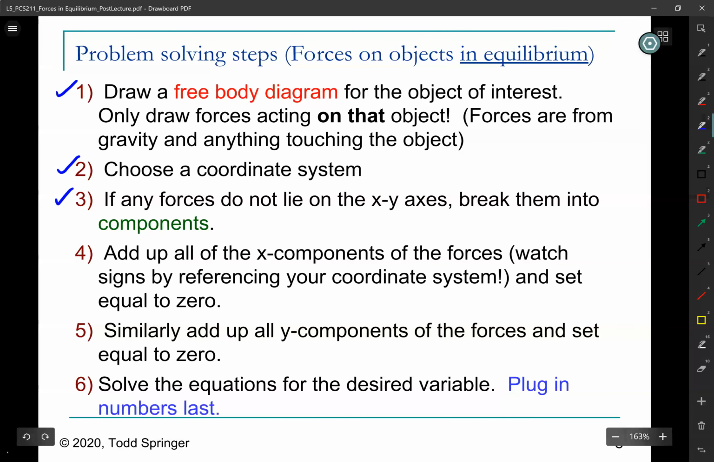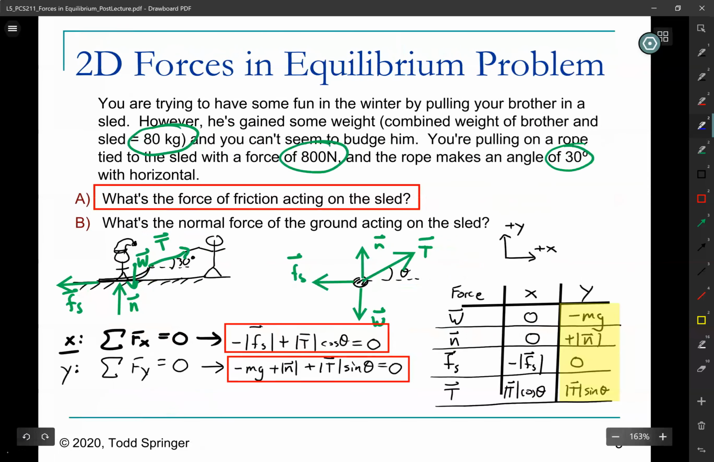At this point we have done this step and this step. We've set up the equations of equilibrium by adding up all the forces in each direction. Now the last part is to solve them and plug in numbers. Okay, so now let's see, for part A, what am I trying to find? What is the static friction force on the sled? So that is here. Let's call this equation 1 and this equation 2. So for part A, I'm going to solve equation 1 for the magnitude of the static friction force.